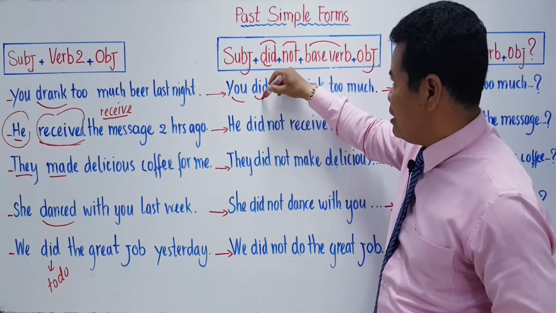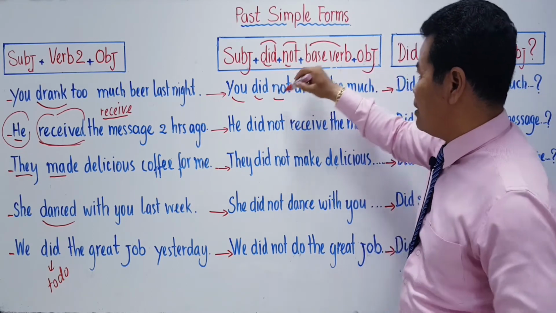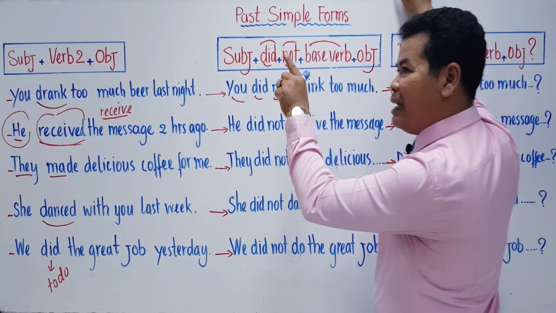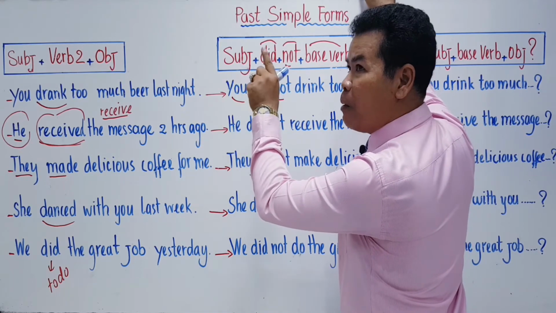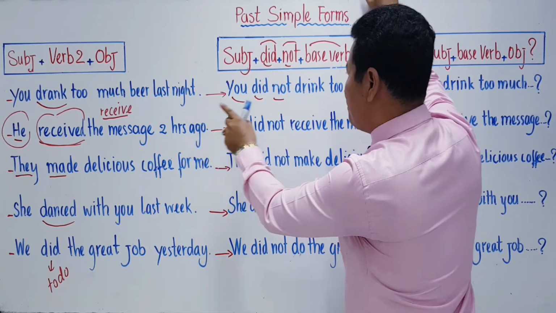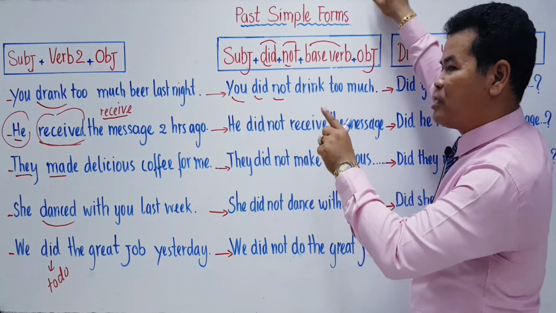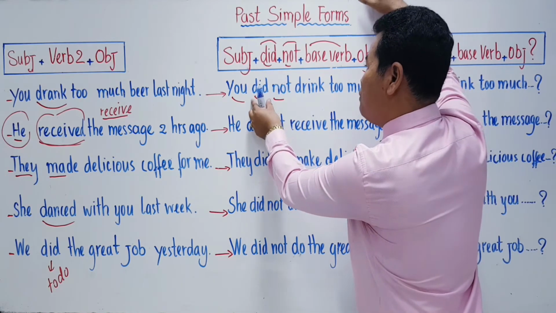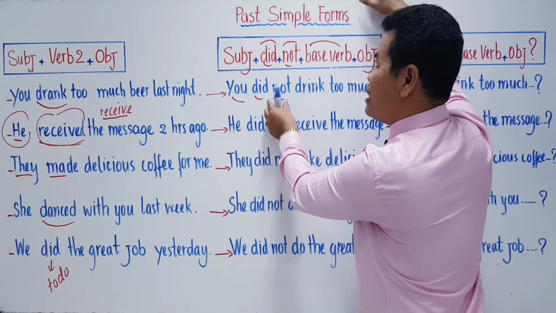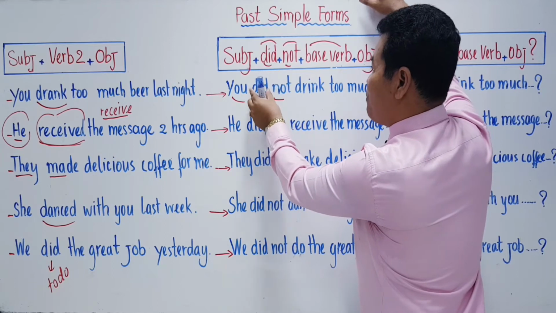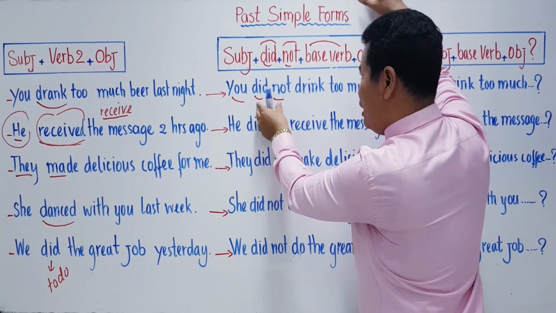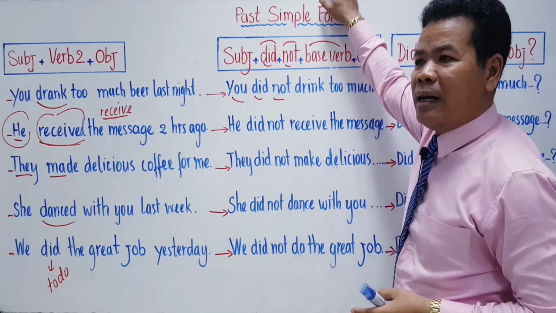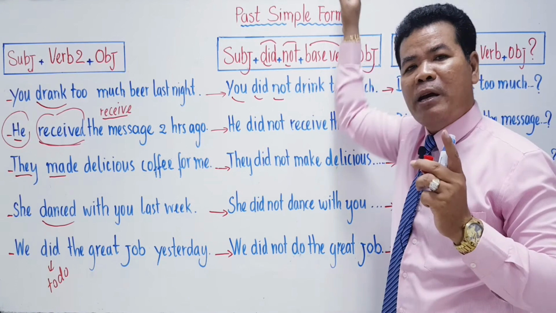Did and not are here, and then there is no drank anymore. We use drank only in the past simple form of the positive, right? But the verb here is not the past simple form anymore. The reason is we have got the auxiliary verb did and not used in this form already. So when we have did and not, it shows the negative form. The verb cannot be used in the second column anymore. It goes to the base verb.